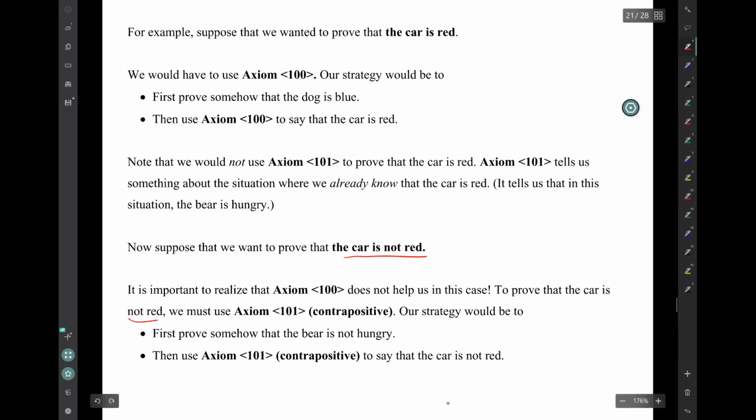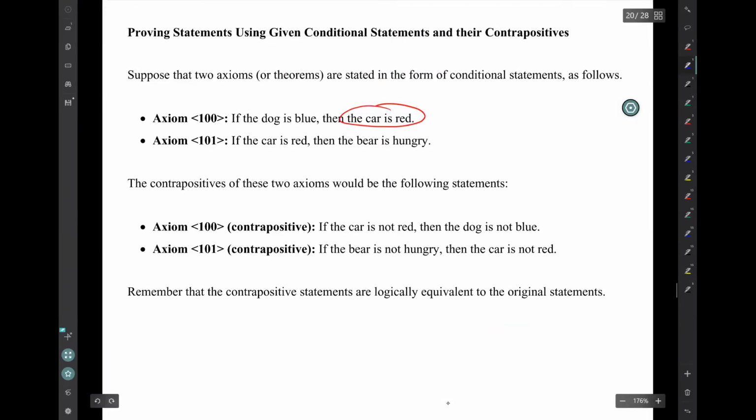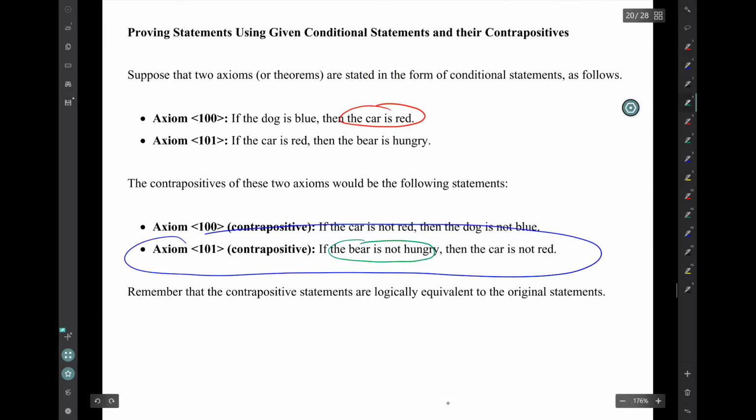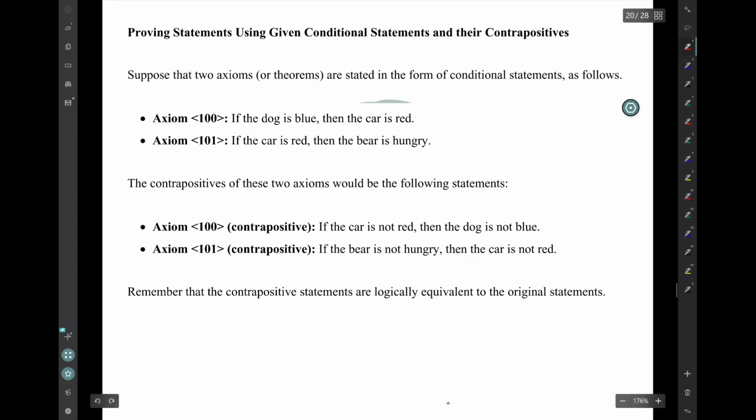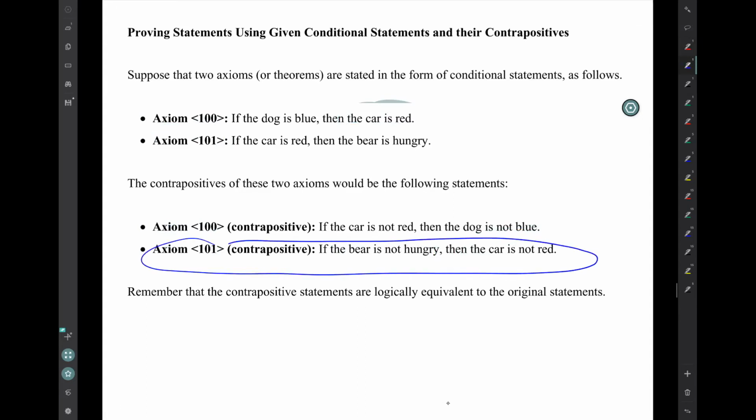To prove that the car is not red, we have to use Axiom 101 contrapositive. Let's go back up and look at that. Axiom 101 contrapositive says, if the bear is not hungry, then the car is not red. That's the thing that you would have to use to prove that the car is not red. We have 4 statements here: 1, 2, 3, 4. This is the only one that ends by saying, then the car is not red. So Axiom 101 contrapositive is the thing we would have to use to prove that the car is not red.